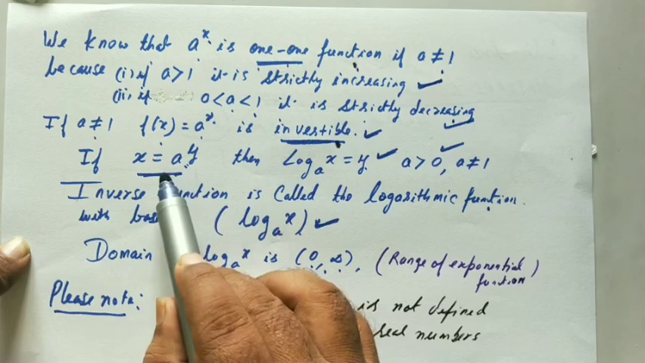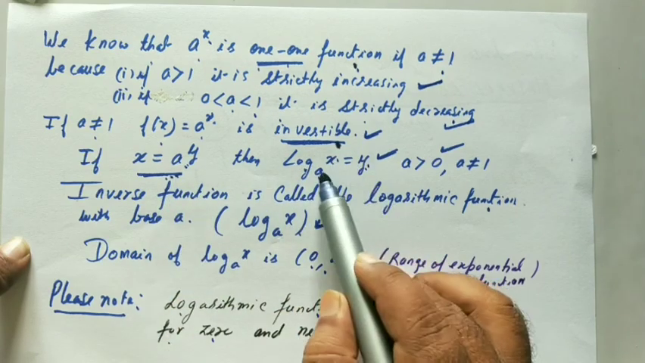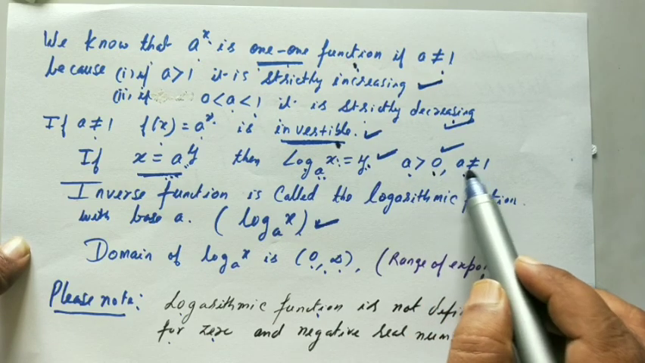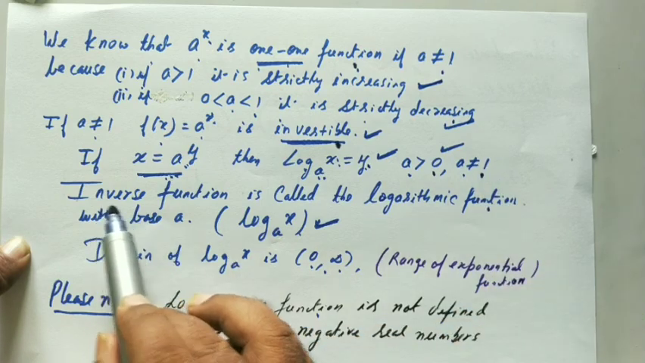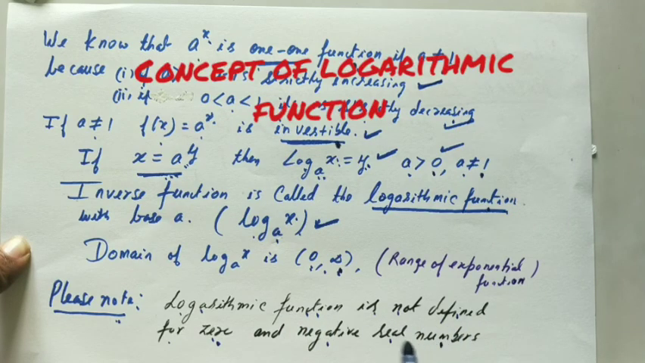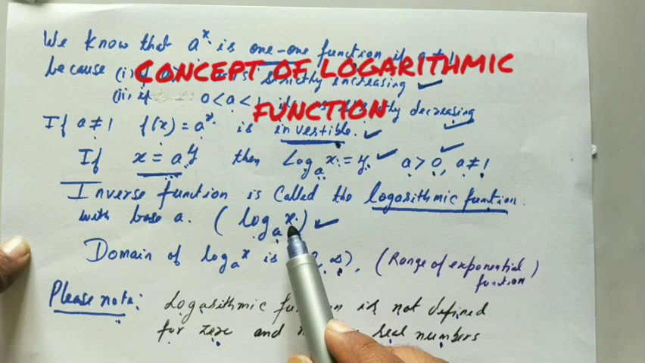Now, the property of graph, if log x to the base a is y, a to the power y is x, you have studied in class 9. A is greater than 0, a should not be equal to 1. This inverse function is called logarithmic function. Remember that. Log x to the base a. Domain is 0 to infinity, and this is the range of exponential function. That is why inverse function, one-one function exists. So we have to keep this in mind. Logarithmic function is not defined for 0 or negative real numbers. That is, x has to be greater than 0. It cannot be a negative number. You have studied this in class 9 also.